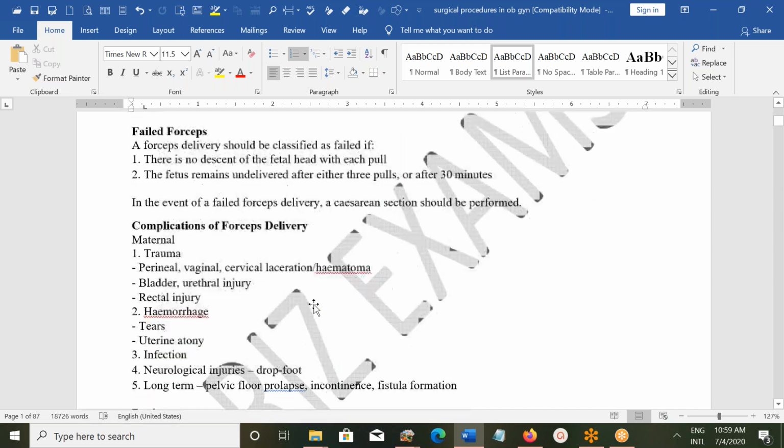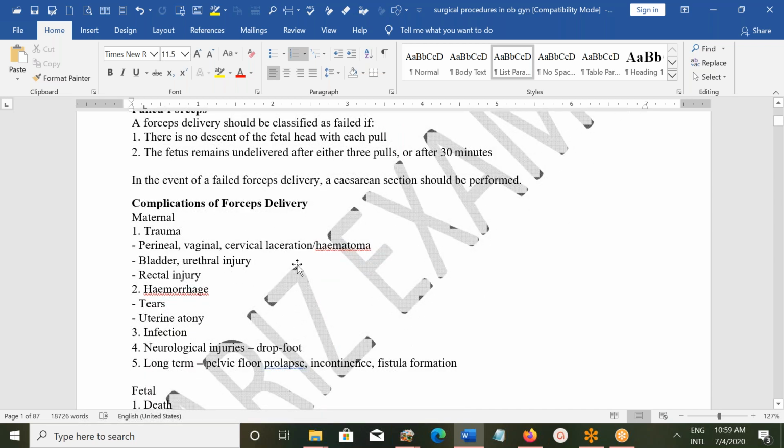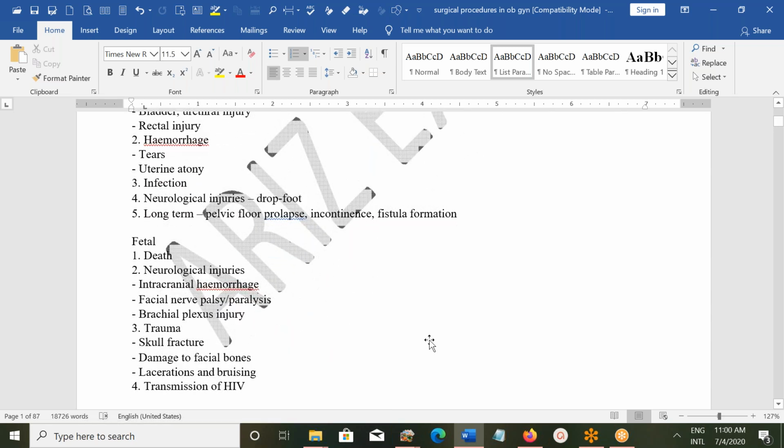Complications of forceps delivery include maternal trauma: perineal, vaginal and cervical lacerations, hematoma, bladder and urethral injury. Even the bladder can be ruptured. There can be rectal injury. Then there can be hemorrhage because of the tears, uterine atony, and a higher chance of infection. There can also be neurological injuries, like foot drop for the mother. Foot drop, you know, occurs due to damage to the common peroneal nerve. Common peroneal. Yes, thank you. Long-term, pelvic floor prolapse can be there, and incontinence and fistula formation.